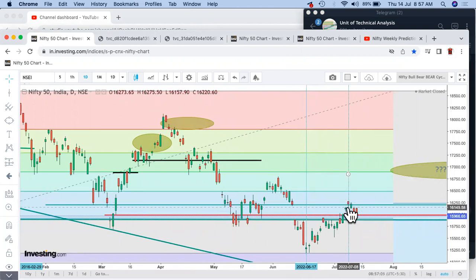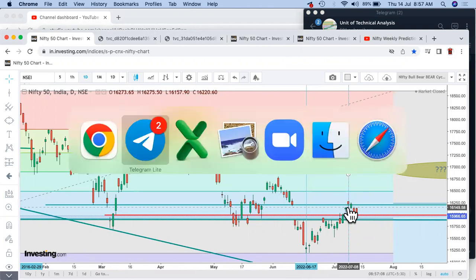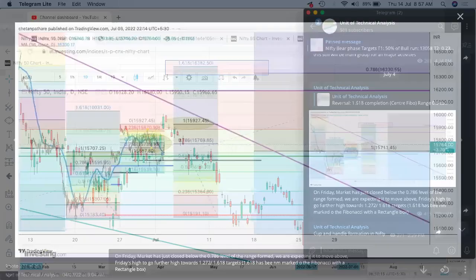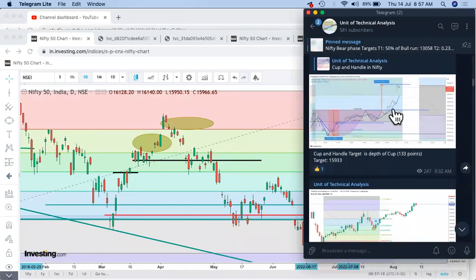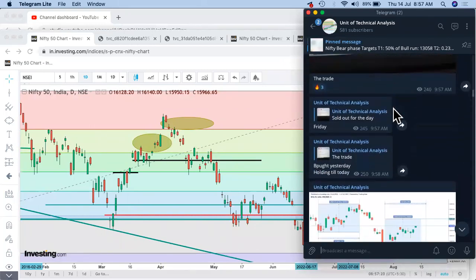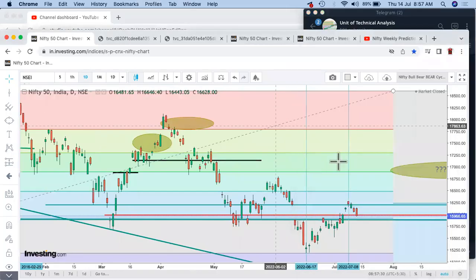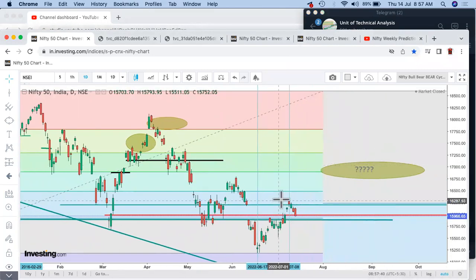We had considered the high as 16,275, and here it was 16,382, 16,330. And in terms of measured moves, what is the measured move? It was 16,240. So 16,240 and our high of 16,275, it's almost the same. We can say that the time and price have been squared, right? Nothing much to discuss because we have already told this in the previous video.